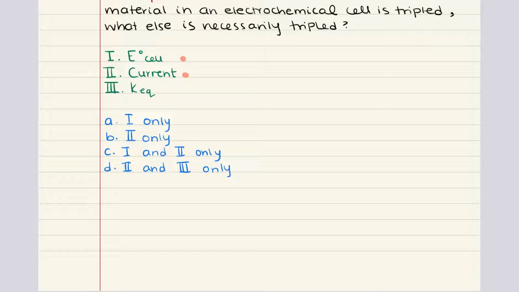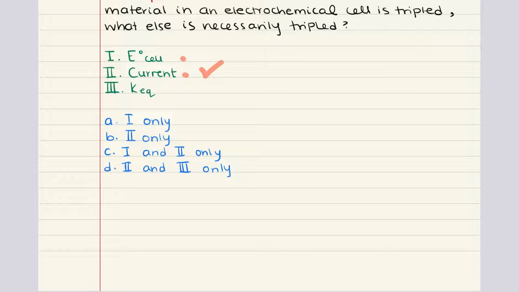That means tripling the surface area of the electrodes will consequently triple the current, assuming other factors like concentration and voltage remain constant. So statement 2 is correct. This will be tripled if the surface area is tripled.